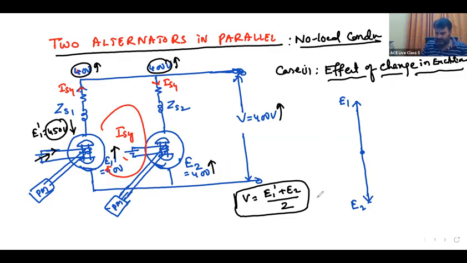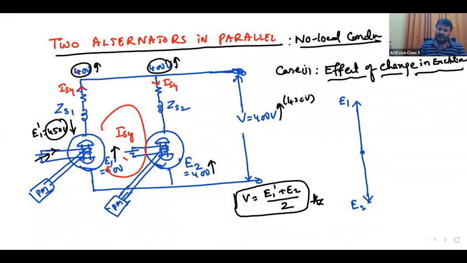Set terminal voltage, what is this? E1 plus E2. It will be increased. Say for example, it may be some 420 volts. For example, it has increased. Set terminal voltage will increase.